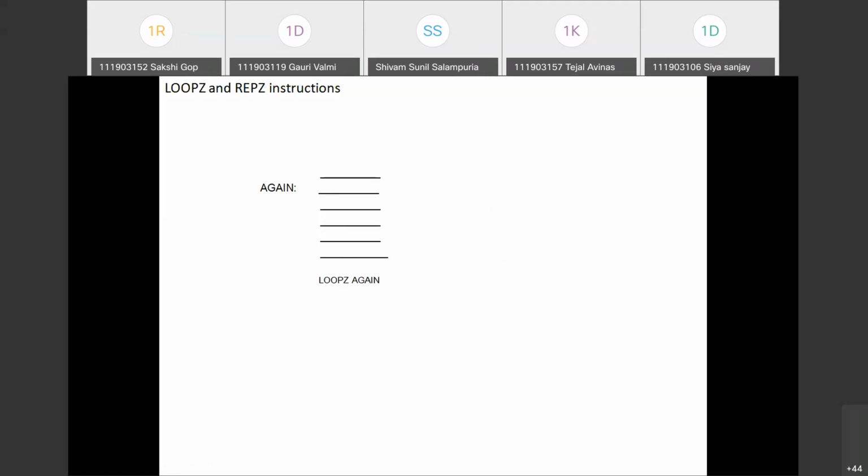And there are further derivatives, loop Z and repeat Z. Apart from CX, the Z flag is referred to: as long as Z is 1 and CX is non-zero, it keeps repeating or looping. Similarly, loop NZ and repeat NZ: as long as the Z flag is 0 and CX is non-zero, it keeps looping or repeating.